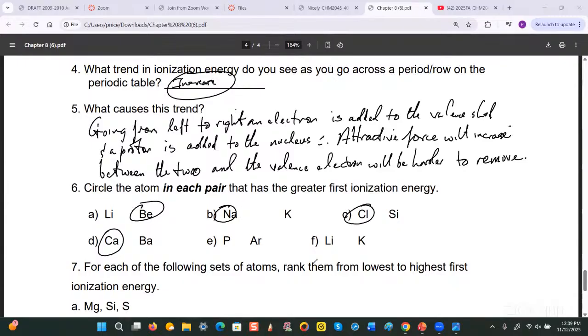Okay, so we were looking at phosphorus and argon. They're both in the same period, but which one would have the higher first ionization energy? Argon. Argon, yep. And then lithium and potassium. Lithium, okay, so that's it as far as those are concerned. Okay, so let me clear this.